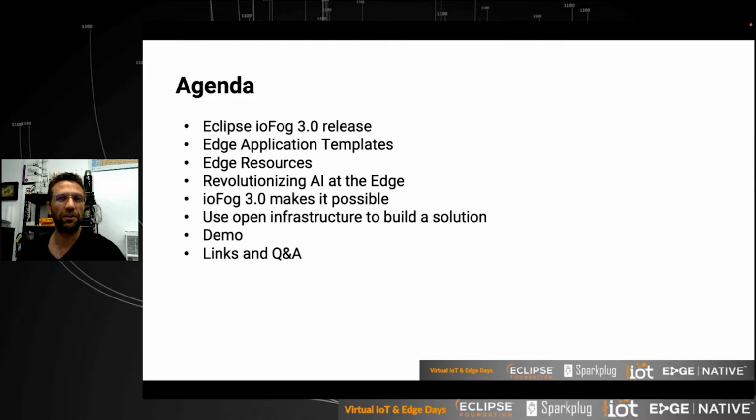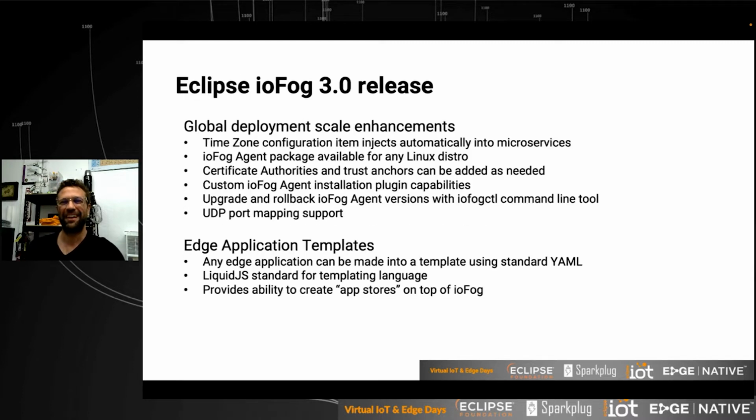I really think that it is possible to strategically change the way AI is done at the edge. And then I'm going to talk a little bit about how ioFog 3 makes that possible, specifically what it provides that makes this all doable. Then a couple of notes on how you can use open infrastructure to build a solution. Then I'm going to get into a demo, and then I'll put up some helpful links while we do some Q&A. So let's go ahead and get started.